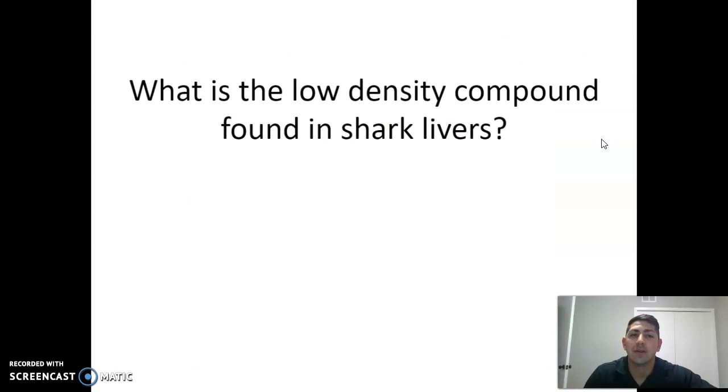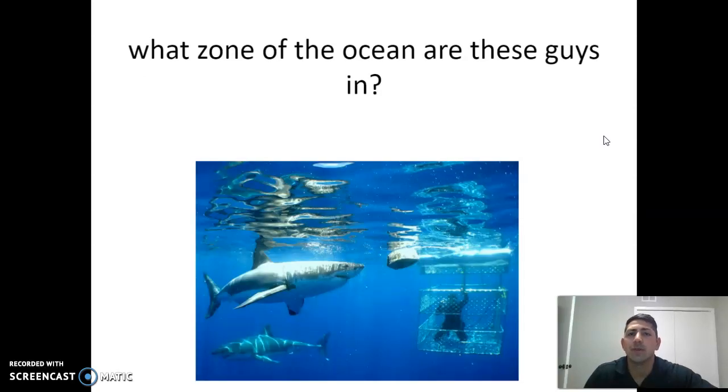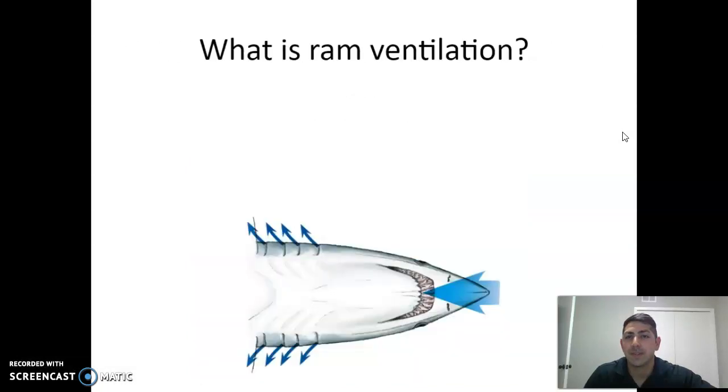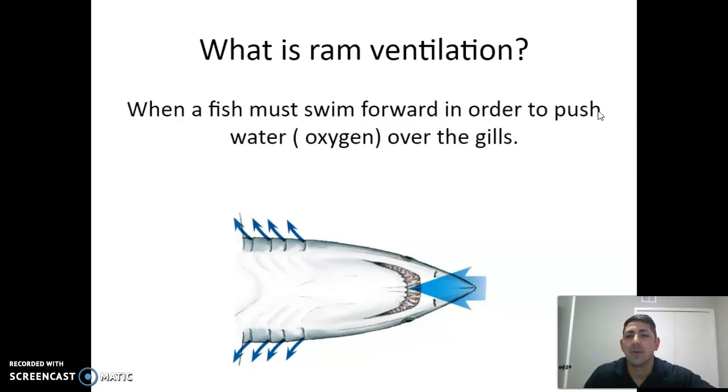All right, so what is the low density compound found in shark livers that we discussed? If you said squalene, you're correct. So what zone of the ocean are these guys in, the sharks, I mean? And if you said pelagic, you are correct. So what is ram ventilation? It is when a fish must swim forward in order to push water over the gills.